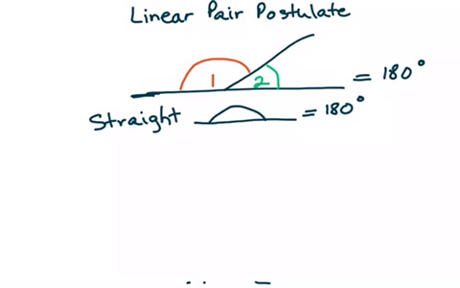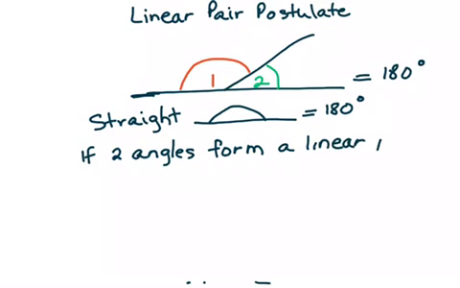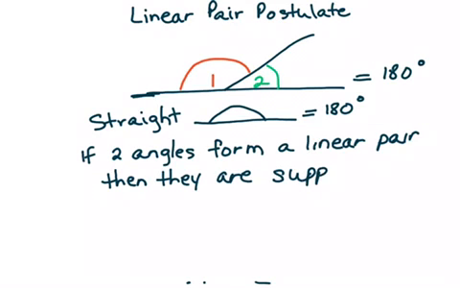But the other thing that I want you to write is this. If two angles form a linear pair, which is what these do, then they are supplementary. Remember this word. It means 180 degrees.